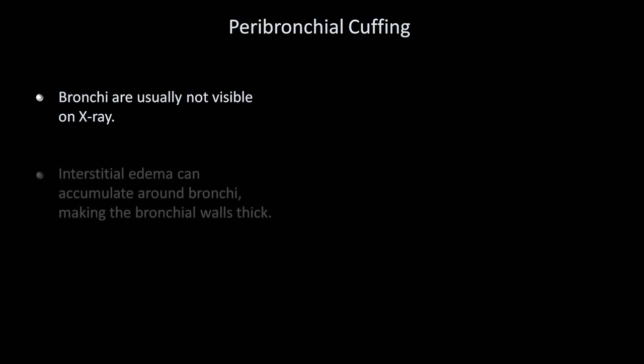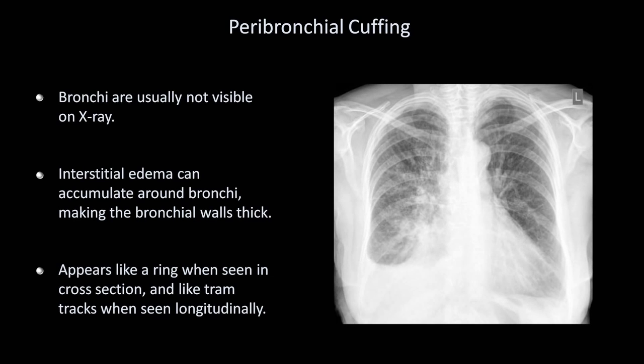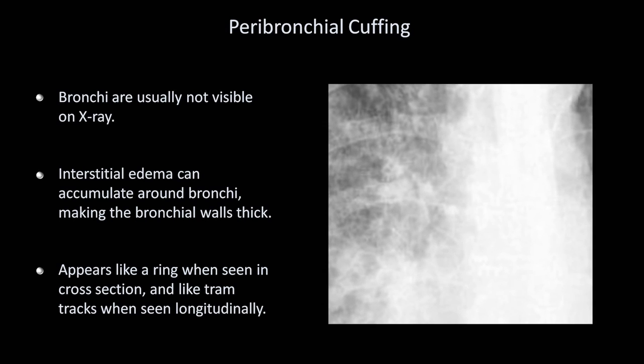Visible bronchi are not only a manifestation of air bronchograms, but also of peribronchial cuffing. Interstitial edema can accumulate around bronchi, making the bronchial walls thick. This appears like a ring when seen in cross-section, and like tram tracks when seen longitudinally. Here's an X-ray with a number of different findings. If we zoom in again on the right mid-lung zone, we can see 2 ring-shaped structures adjacent to one another, which are bronchi seen in cross-section.